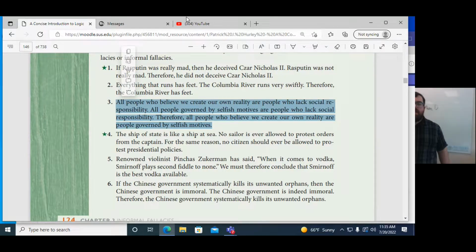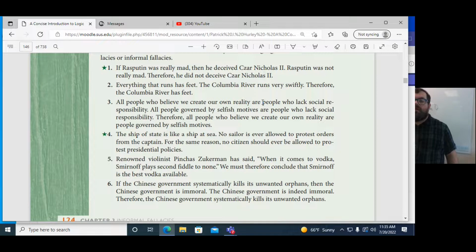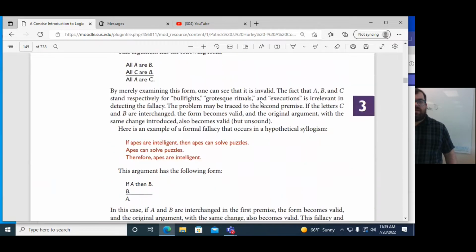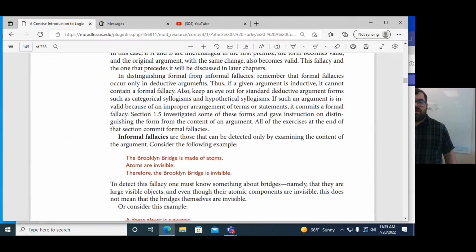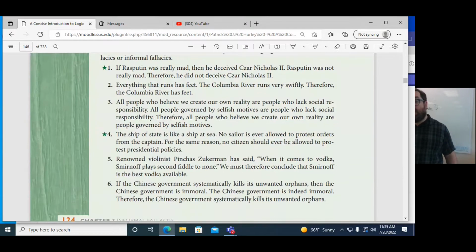Did you notice that the phrases in line 1 and line 2 both end with the predicate term, people who lack social responsibility? So because it has the middle term at the end, it's the same violation of form that we saw in that chart, and also right here with the word ritual, right? It was just a more complicated version of that form. And so hopefully you got formal fallacy for number 3.